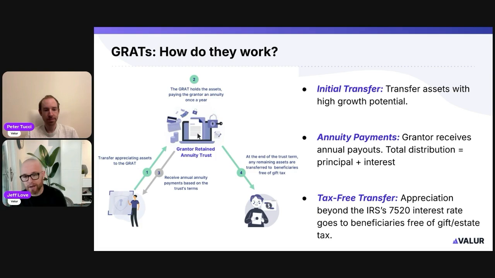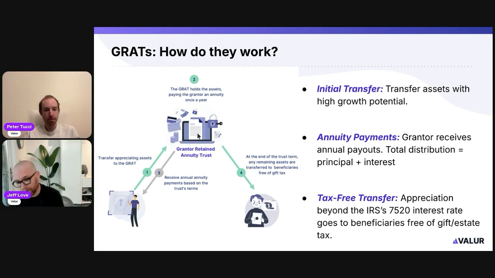But you're going to get back, let's say you put $1 million in and you do a 2-year GRAT, you're going to get back about $500,000 a year plus interest. It's not precise because there's some optimization to do, but you're going to get back about half your money over each of the 2 years plus interest. Let's say you get back $1.1 million total from the trust. But let's say that $1 million grows to $2 million. You get back 1.1. There's still 900,000 in the trust.